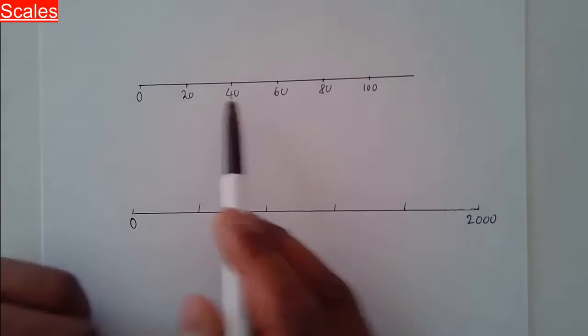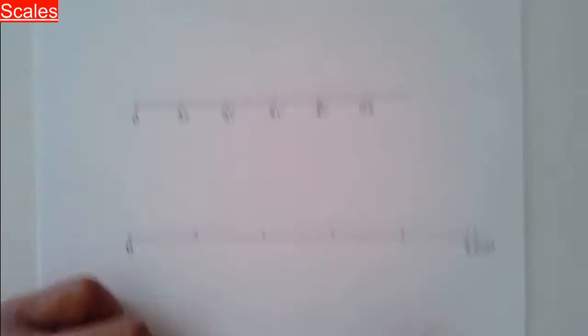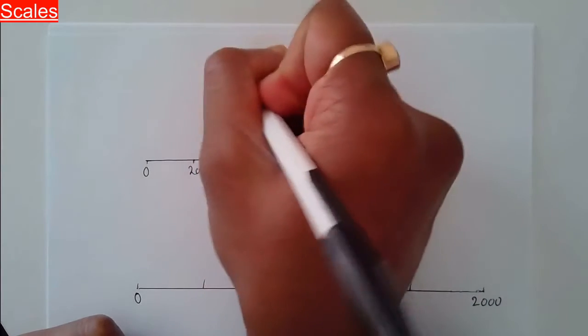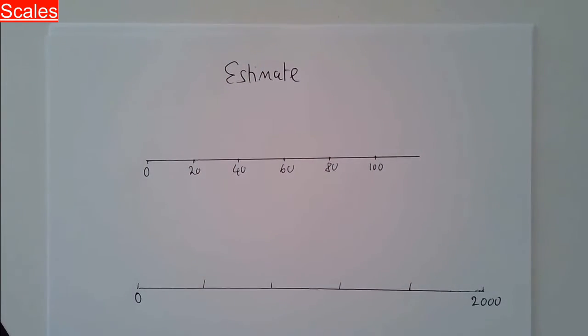Right, here I've got two different number lines, two different scales. And what I'm going to do is now estimate numbers on the number line. It's like a good guess, right? An estimate is a good guess.